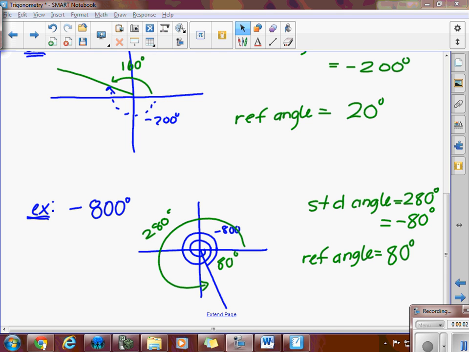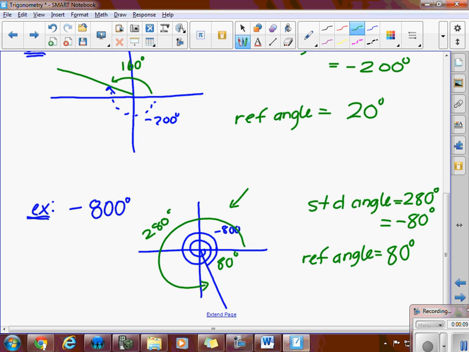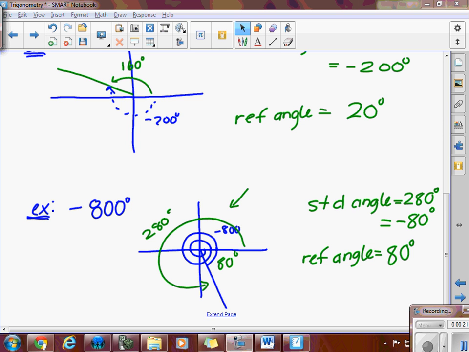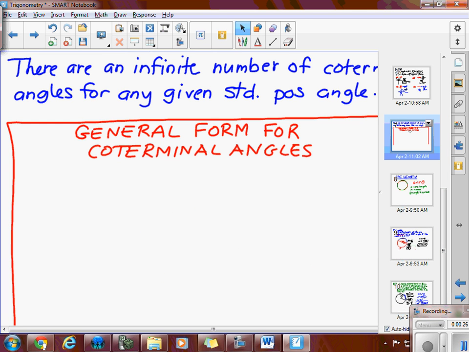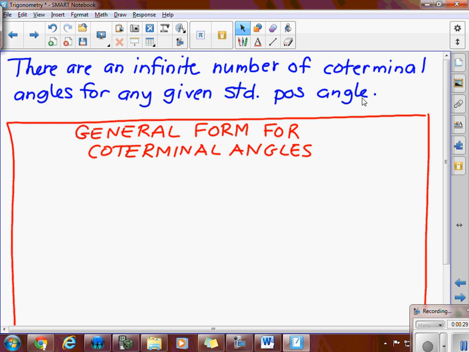Remember yesterday how we explained that we could wrap around a bunch of times, as we did in this example, and have angles ending in the same spot. So really we said that there's an infinite number of coterminal angles that can happen when we are talking about standard position angles. Today, where we left off yesterday, we're going to look at how we can write all of those coterminal angles if we keep spinning around an infinite amount of times, either positively or negatively. What's a statement that we can write that would show all of the coterminal angles?